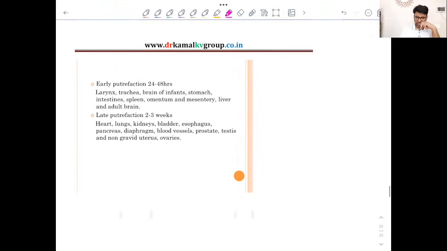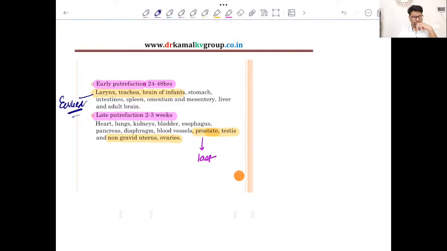The early putrefaction, which is seen in 24 to 48 hours, starts from the larynx, trachea, brain, and some part of the GIT. Late putrefaction, which is 2 to 3 weeks, involves the latermost organs: the prostate, testes, non-gravid uterus, and ovaries. So these are the last, and this is the earliest.